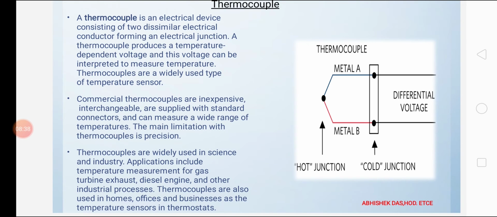Usually a thermocouple is composed of two dissimilar metals in physical contact. These metals may be twisted or pinned together. The application of thermocouple, they are used to measure temperature up to 1400 degrees Celsius.